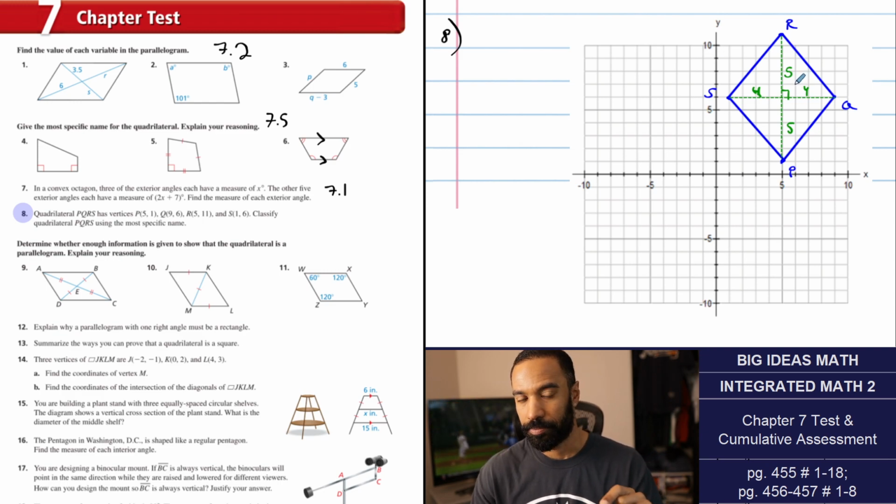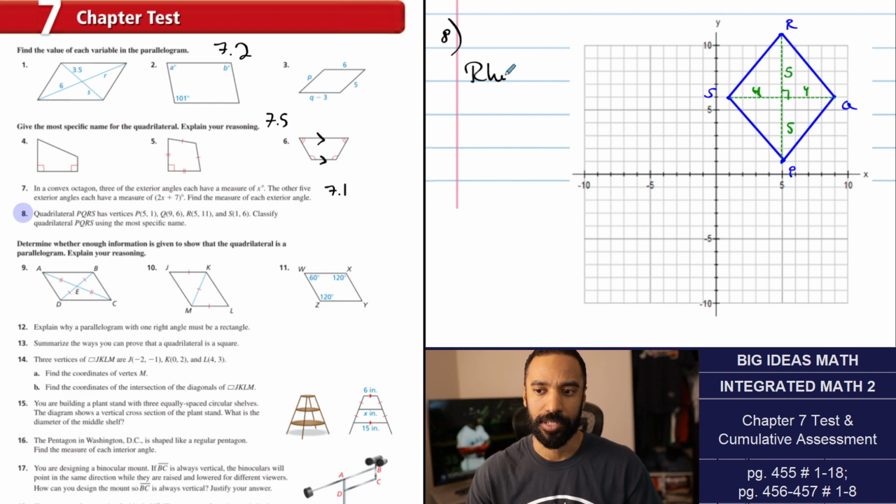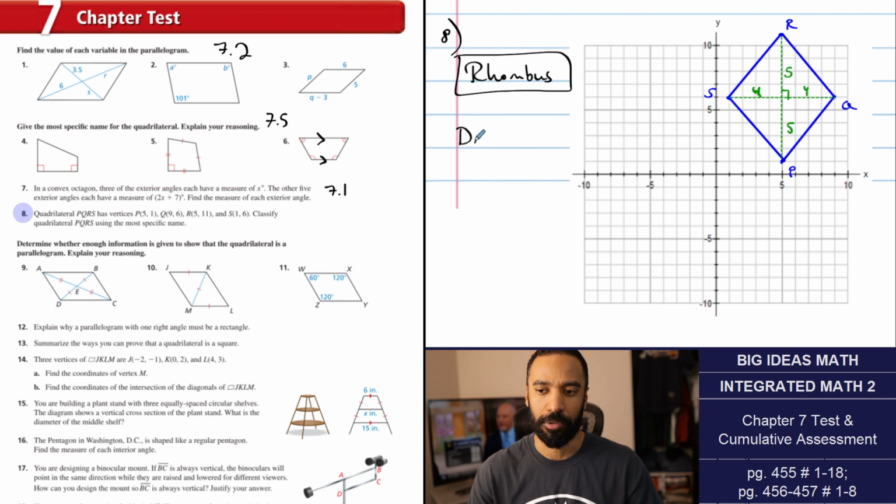It's not a rectangle because the diagonals aren't congruent. Boom, boom, not the same. This length is 10, this length is 8. Diagonals are not congruent, therefore it's also not a square. This is a rhombus. The diagonals are perpendicular bisectors of each other.